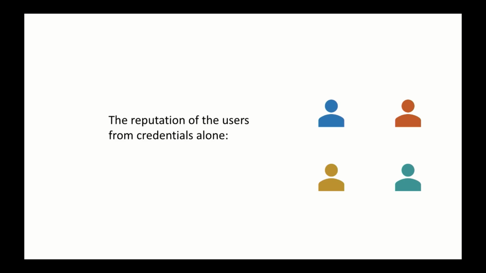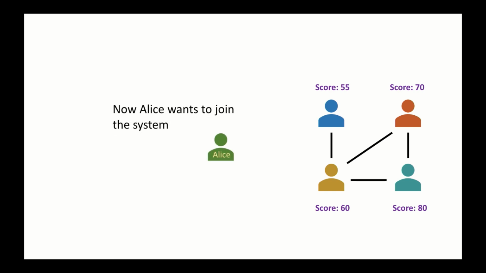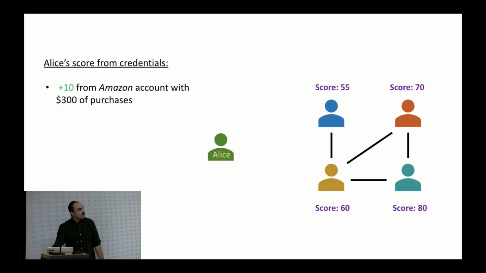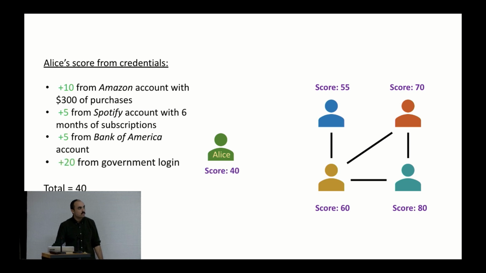Right. Okay, so here's just a quick example. We start with the reputation for the users from their credentials alone. So this score, it's not really meaningful, but just imagine there's some numbers that these users have. We add in the social connections, and now the scores have been increased through some algorithm. Alice wants to join the system. She shows up. First, she proves with Reclaim or whatever various credentials that lend some credence to her being a real person. So her score starts out as 40.